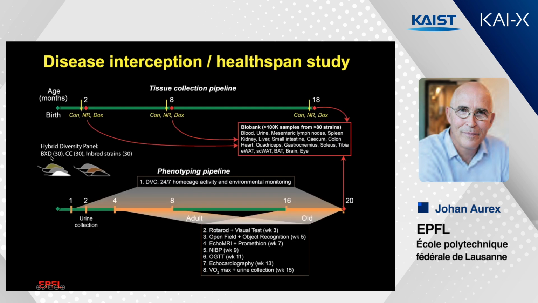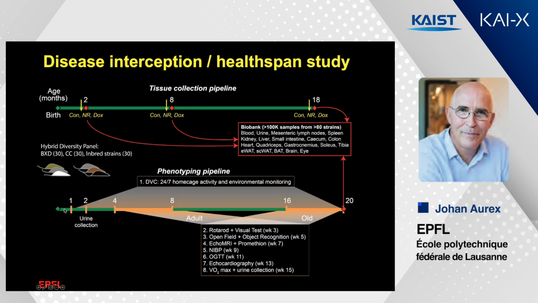We took 90 different strains: 30 BXDs, 30 collaborative cross founder strains, and 30 inbred strains. We divided them into two pipelines. The first pipeline is called the tissue collection pipeline, the second one is where we phenotype them. In the tissue pipeline, we sacrifice mice at 2, 8, and 18 months, either in controlled conditions or after a short-term treatment with NR or DOX. We biobanked samples over 23 tissues, and we now have over 100,000 samples from 80 strains in our freezers. They will allow us to get molecular signatures.